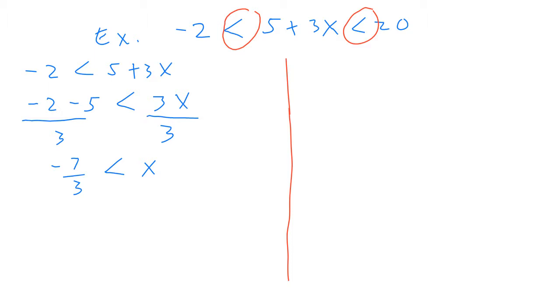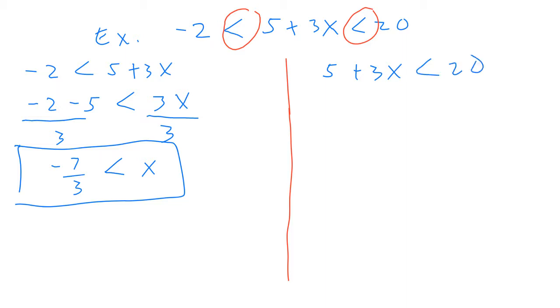Now, that's our answer here. And on the other side, we have to split that into 5 plus 3x less than 20.